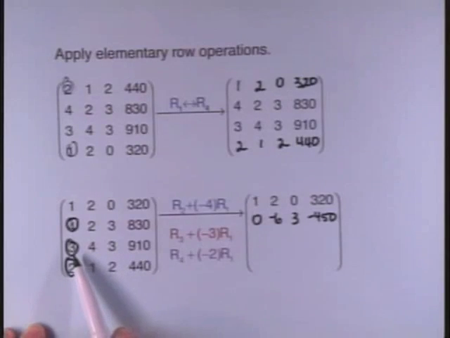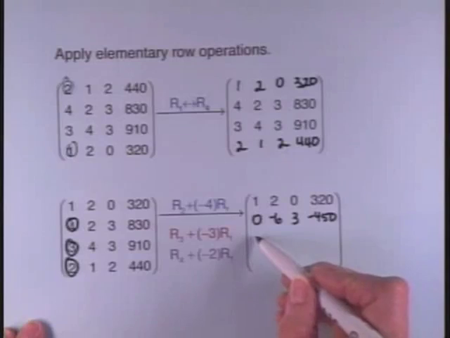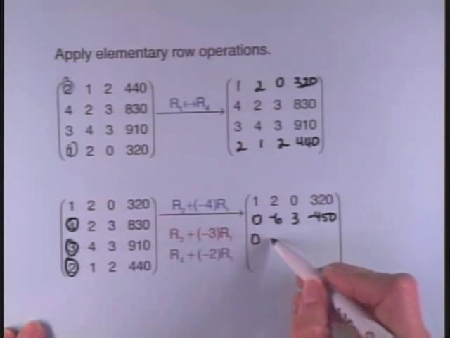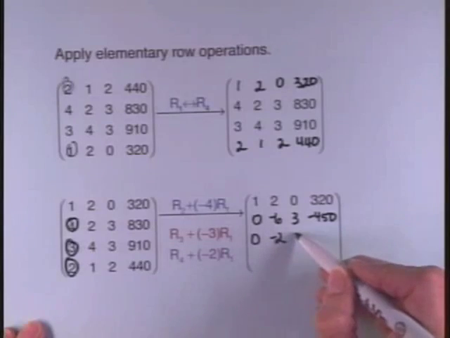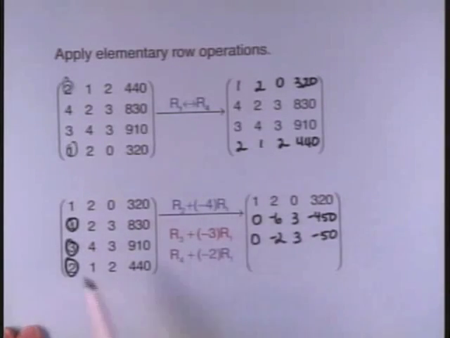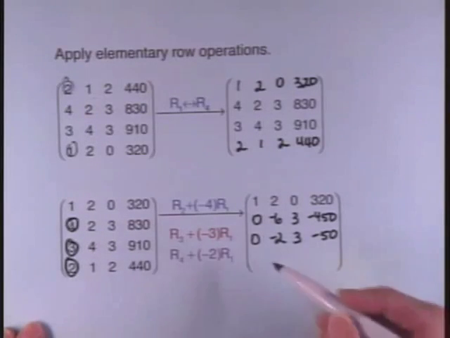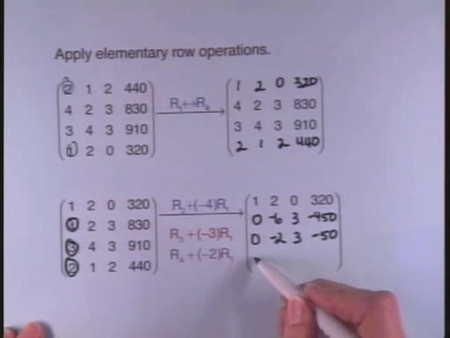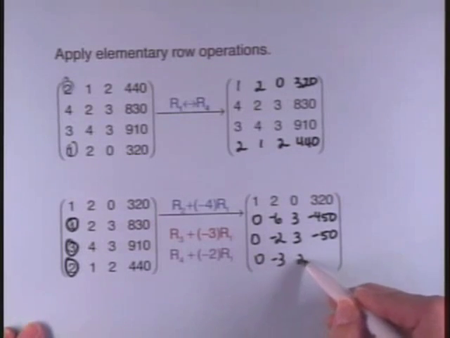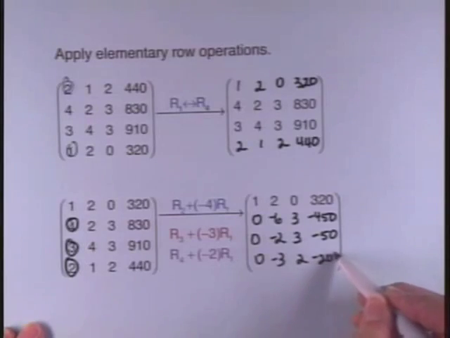To change the 3 to a 0 in row 3, we'll take row 3 plus negative 3 times row 1. So our new row 3 is 0, negative 2, 3, negative 50. And for a 0 where the 2 is in the fourth row, we'll take row 4 plus negative 2 row 1. So we'll have 0, negative 3, 2, negative 200.